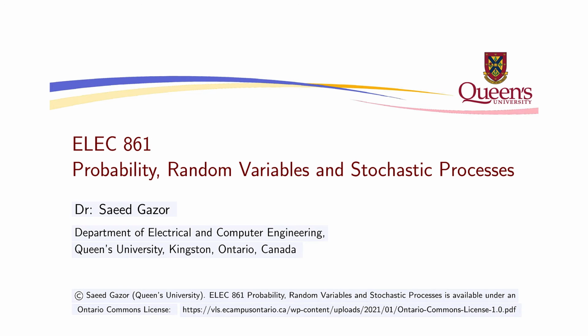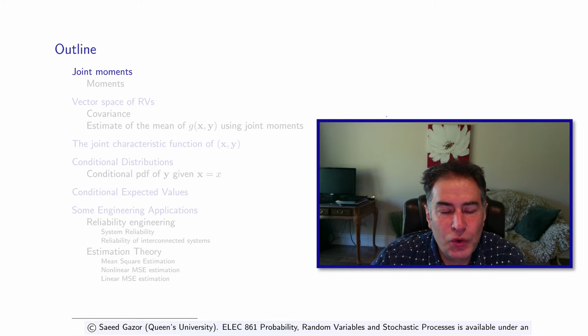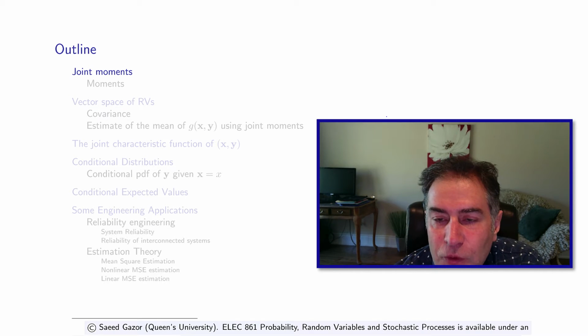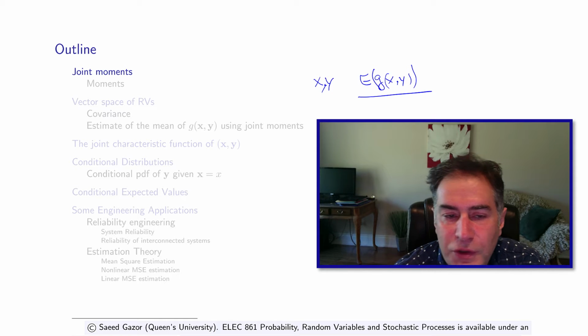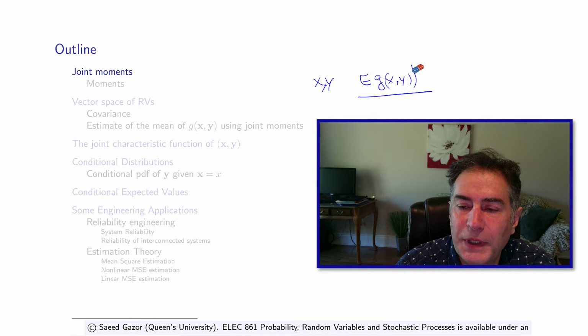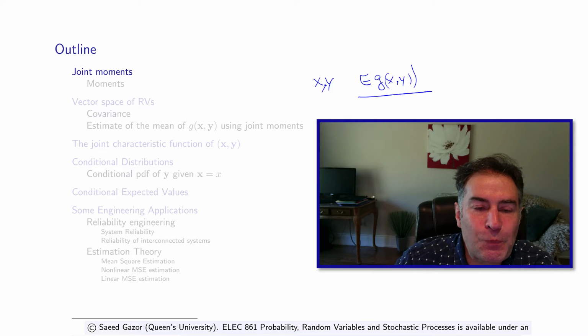So now assume that we have two random variables and we want to know how we can calculate the joint moment, how we define them, and so on. So joint moment: if you have two random variables x and y, and you define any function of them, g of x and y, it is defined by the expected value of this function. So we call it a joint moment or a joint behavior or joint statistic.